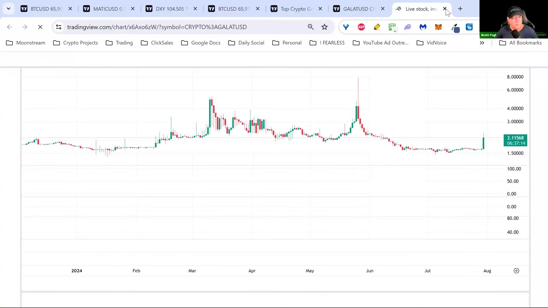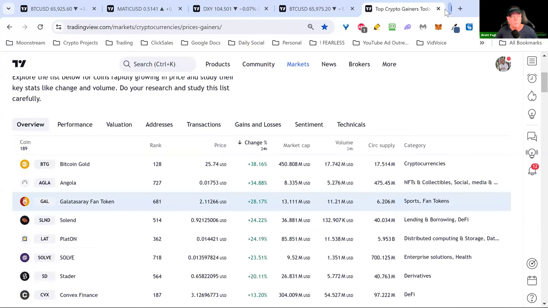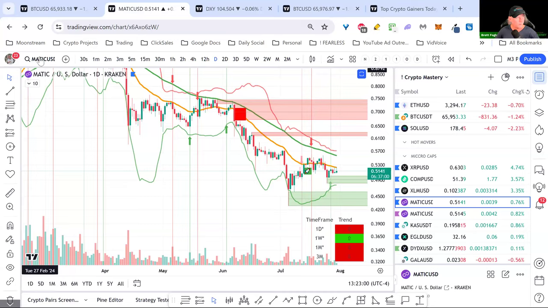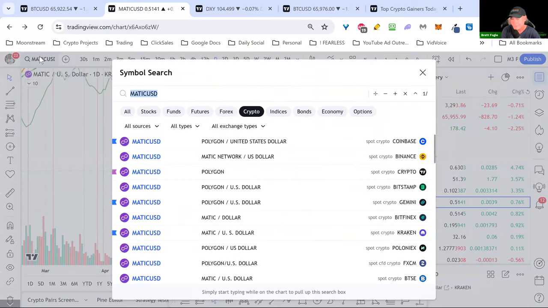Look, anytime you see these topping tails and huge wicks, stay away from these. These are pump and dumps and they'll just get you hurt, get you in trouble. And so yeah, let's jump over and look at ETH and Sol. Sure, we'll get to those.